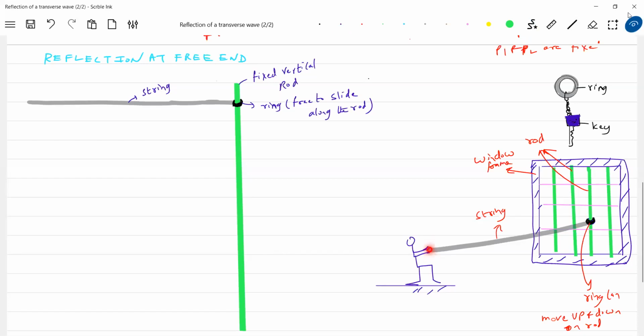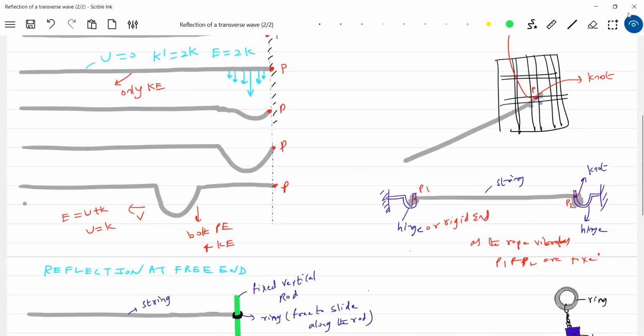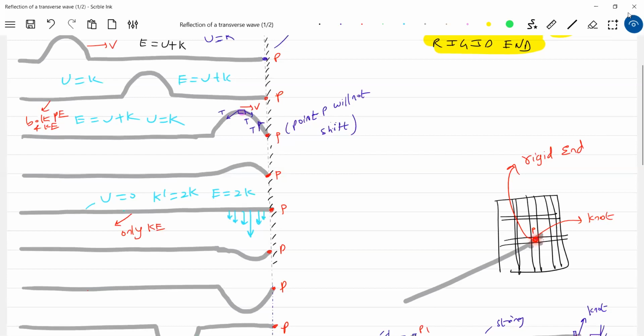Okay, now as the person moves his arm up and down, the ring will slide up and down on the rod. Is it okay? The wave is now going along the rope. So what is the type of the end here? There's a reflection at the free end because the end is free to move. Earlier, what was the end? The end P was fixed here. It is not permitted to move because we have put a knot, no? This knot will not permit the rope to move up and down.